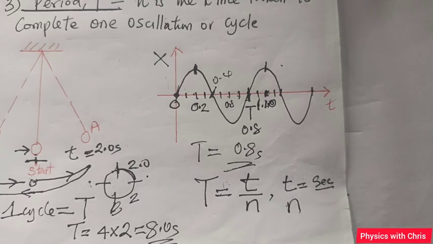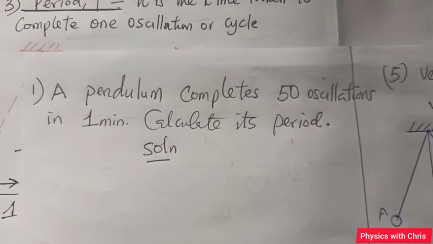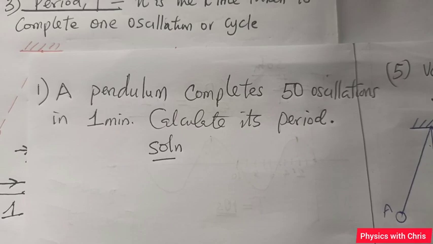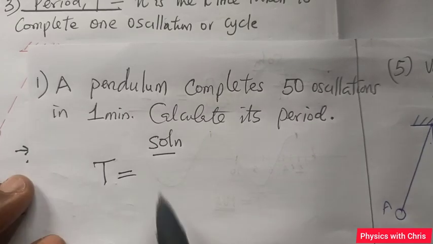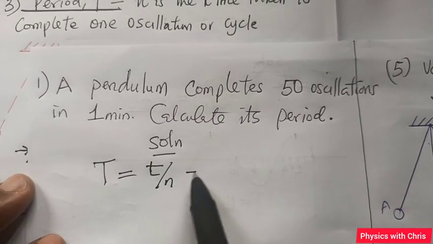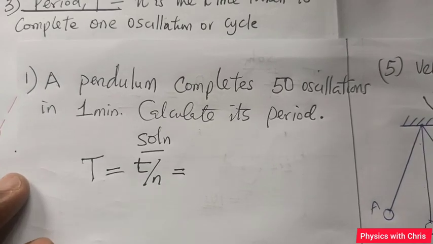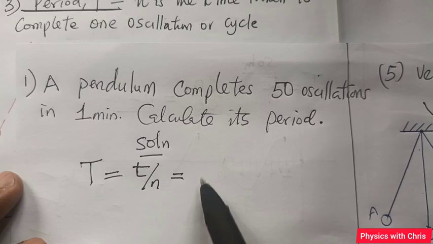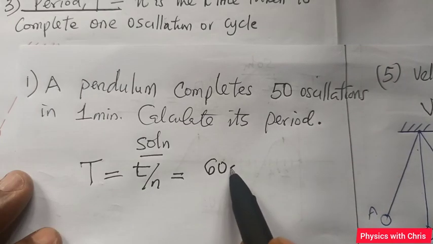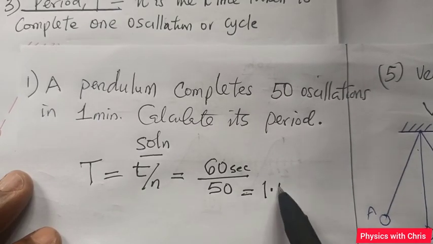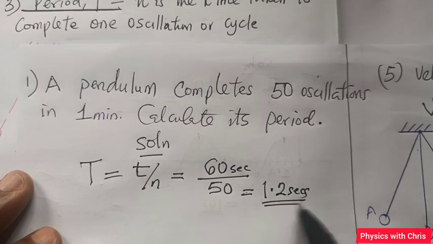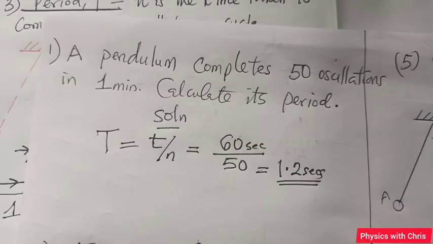Okay, so we may need to take one question to see how that equation is used. Look at this question. The question says that a pendulum completes 50 oscillations in 1 minute. You have to calculate its period. Period is given by t divided by n. And since it completes 50 oscillations in 1 minute, 1 minute is 60 seconds. You have to change that minute to seconds, divided by 50. So that gives you 1.2 seconds. That gives the period of oscillation of the body.